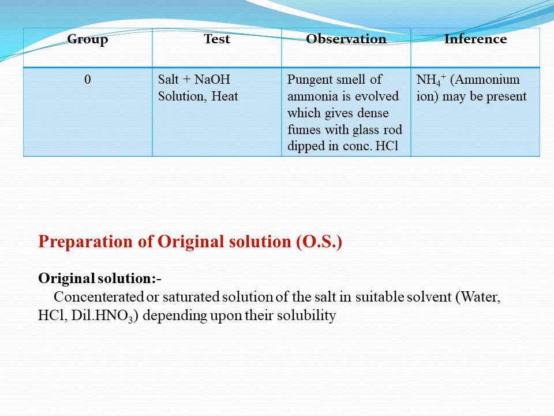As I told you, except zeroth group, all other basic radicals are detected by taking salt solution, which is also called the original solution. So let's see how to prepare original solution. First, you have to take a pinch of mixture and dissolve it in a suitable solvent. It could be water, dilute HCl, or dilute HNO3 depending upon their solubility.